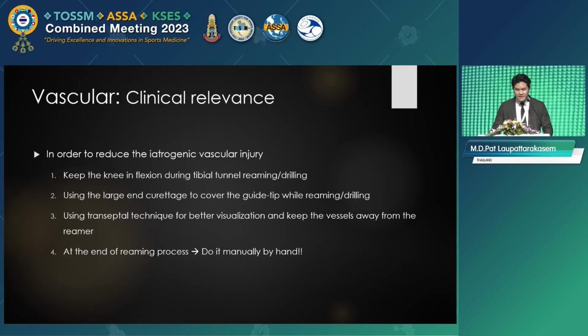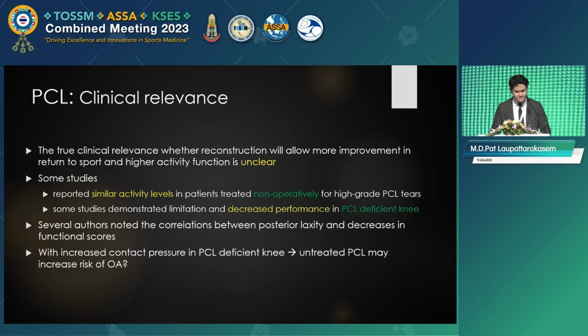In order to reduce the iatrogenic vascular injury, please keep the knee in flexion during tibial tunnel reaming and use a large end curette to cover the guide tip while reaming. Use the transseptal technique for better visualization and keep the vessel away from the reamer. And at the end of the reaming process, please do it by hand.